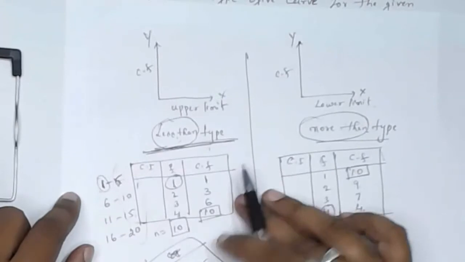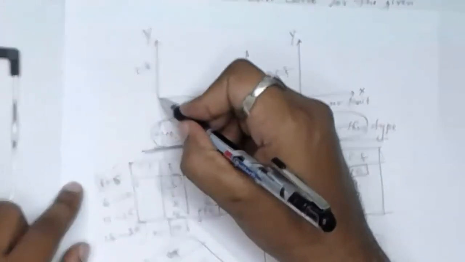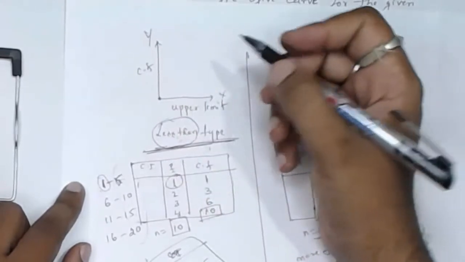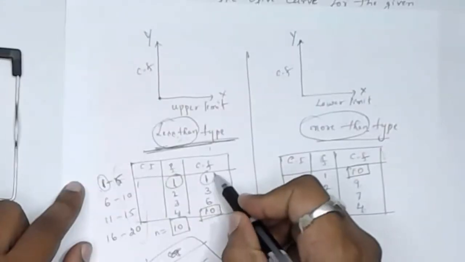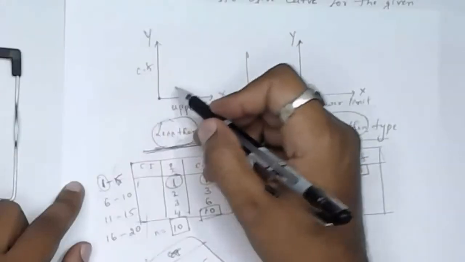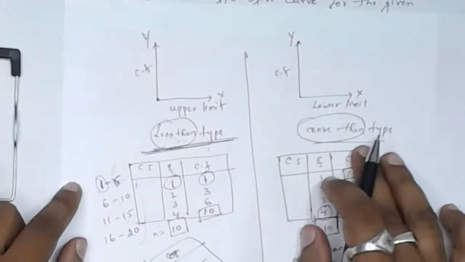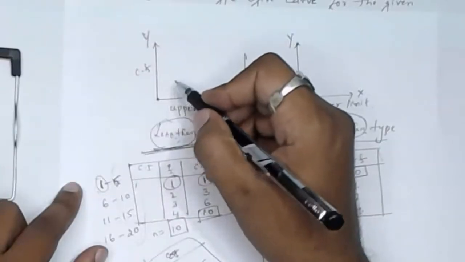Got it? Now what is the nature of the graph? Remember, you should not start exactly from zero, because it depends upon the values. If you are getting the first answer as zero, you can start from zero. But here we can see the cumulative frequency starts from one, which means you have to start from there. Anyhow, when we solve the problem, I'll show you.